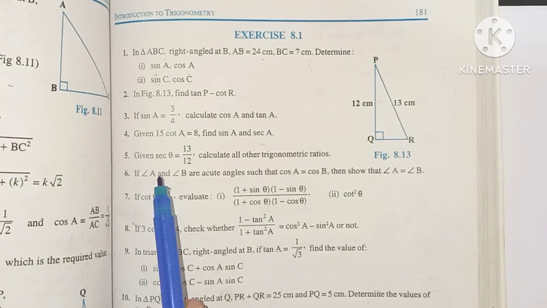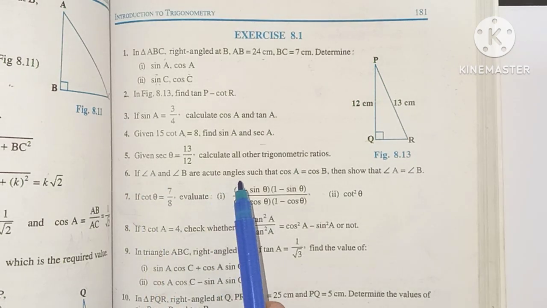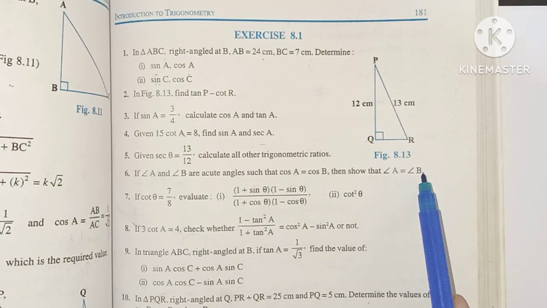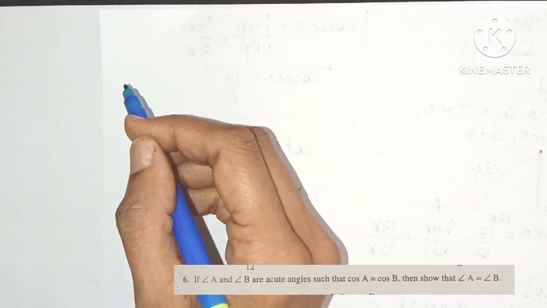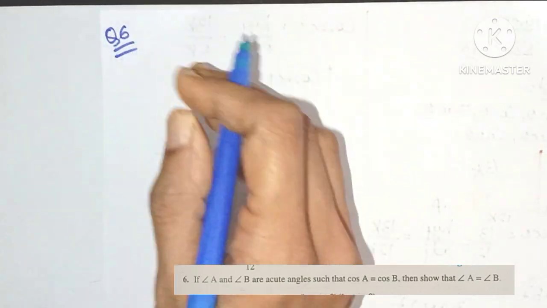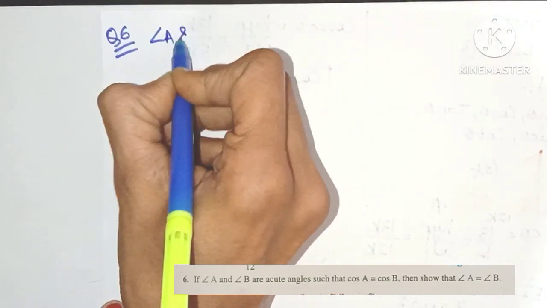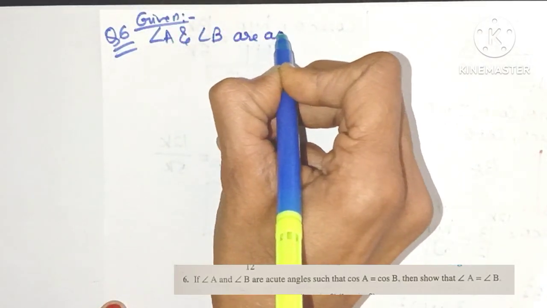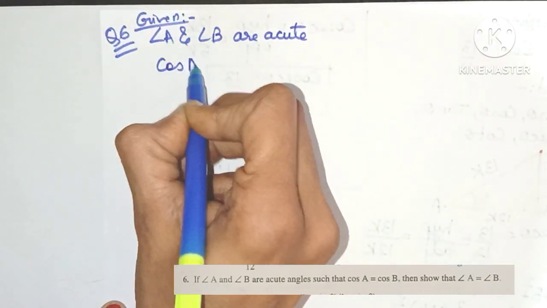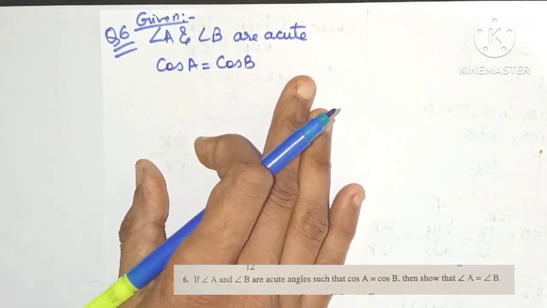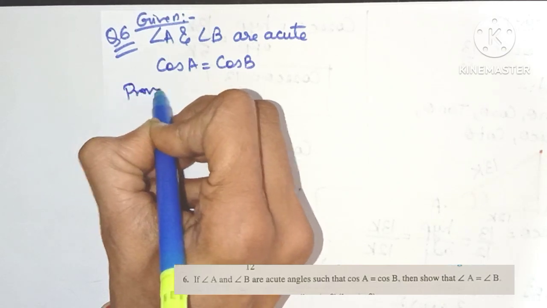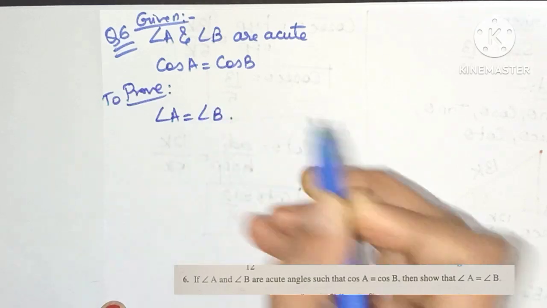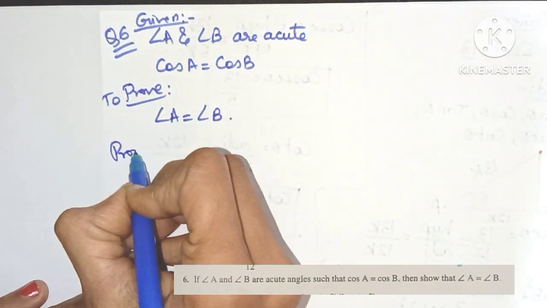Now here is the sixth question. If angle A and angle B are acute angles such that cos A is equal to cos B, you have to show that angle A is equal to angle B. So let's do this. So again friends, let's see what is given to us. It is given that angle A and angle B are acute and cos A is equal to cos B. Okay, this is what is given. What we have to prove is that angle A is equal to angle B. Now friends, let's start the proof.